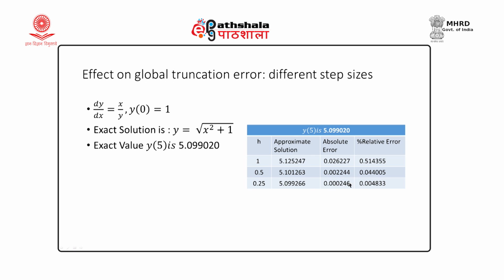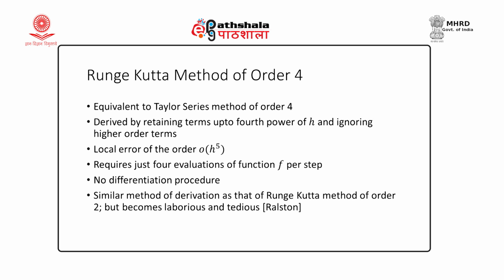Result correct up to 3 decimal places, here up to 2 decimal places, at 1 it was result up to 1 decimal place. So, in this example, reduction of step size by 1 is increasing the accuracy for up to 1 more decimal place in this example. It all depends upon the function and other things. Now, with this let us come to example of Runge-Kutta method of order 4.